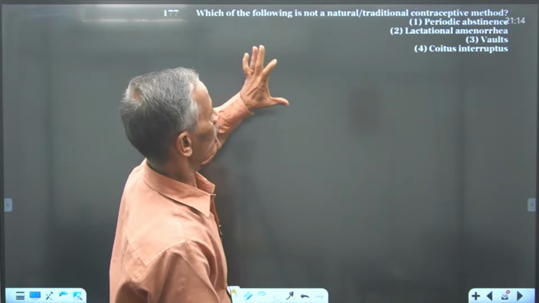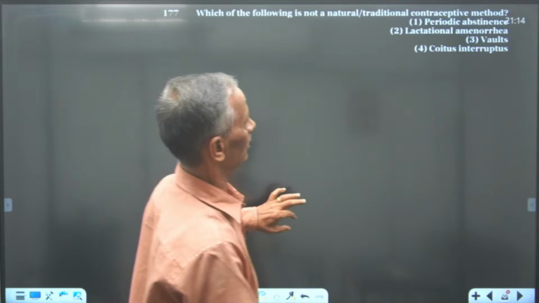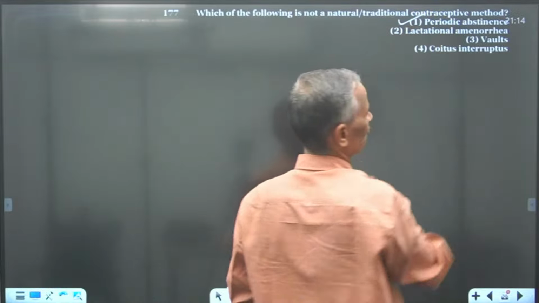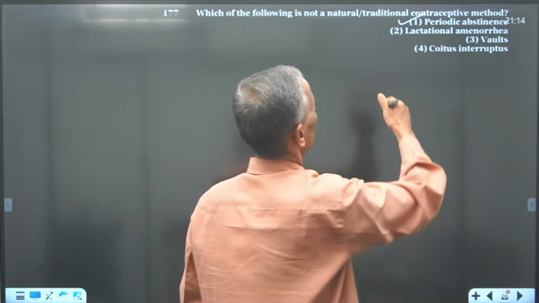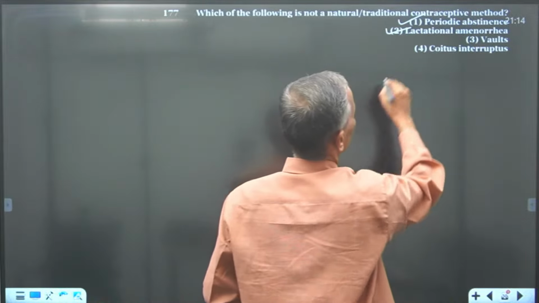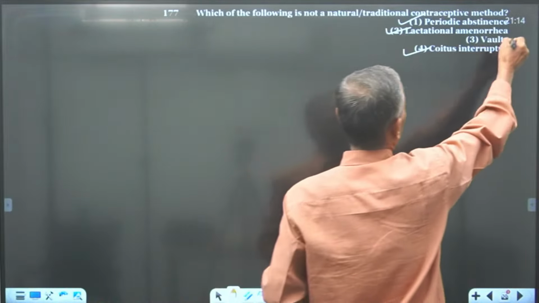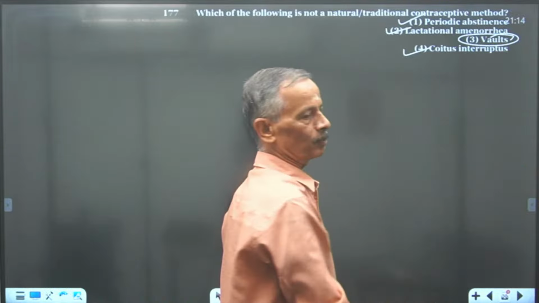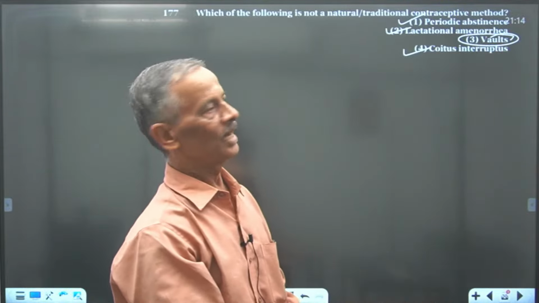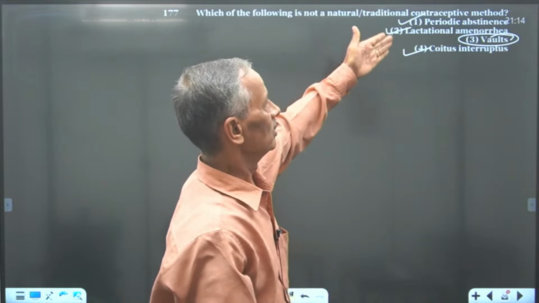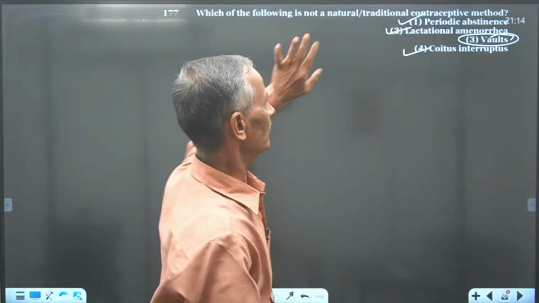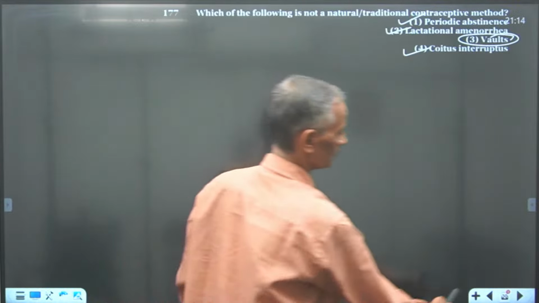Not a natural or traditional contraceptive method. Periodic abstinence is a natural method. Lactational amenorrhea, coitus interruptus. Whereas condoms are coming under barrier method. It is not a natural one. It is not a traditional one. Condoms are barriers. So the answer is 3.